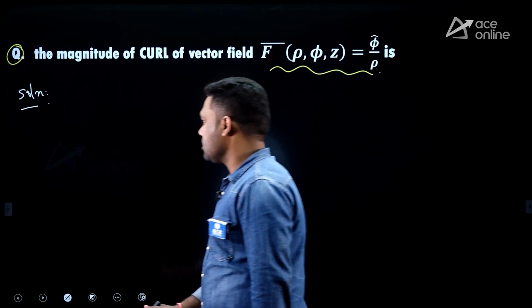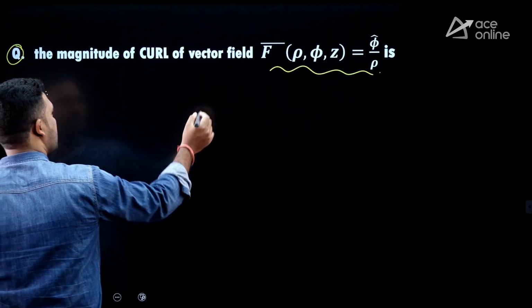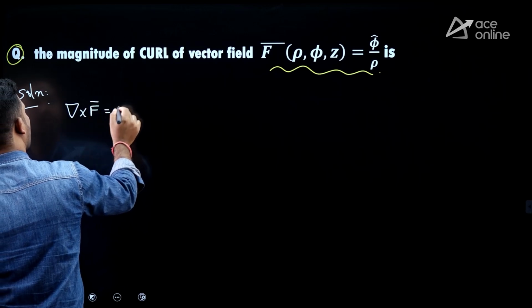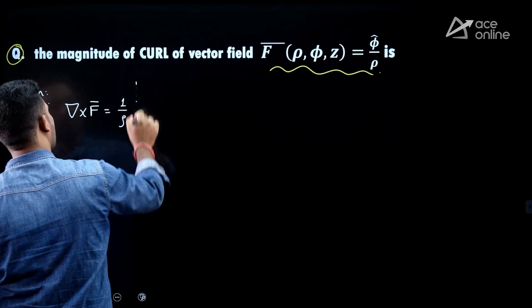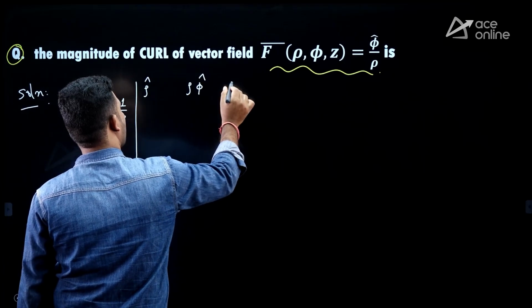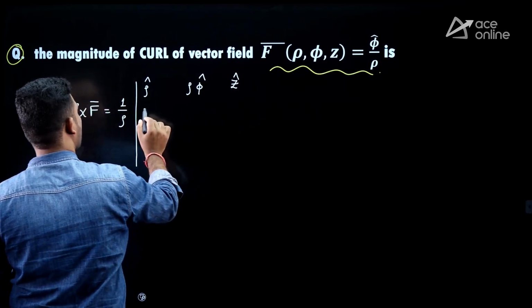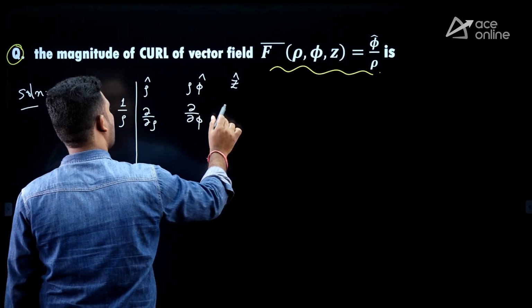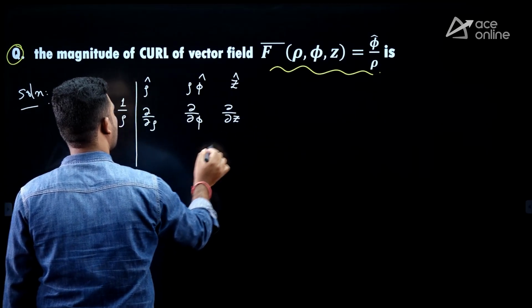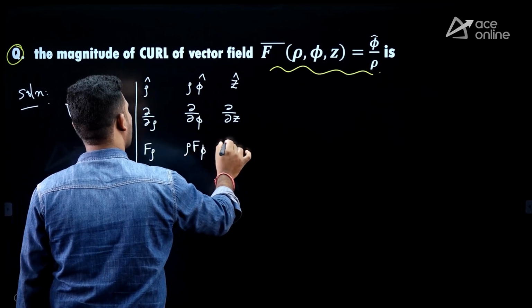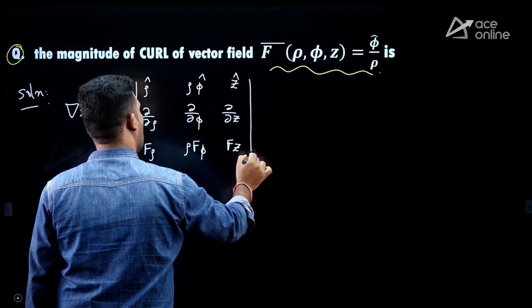Okay, guys, chalo. So it is asking us to find out the curl. This is in the cylindrical coordinate system. It is 1 by rho into determinant of rho cap, rho phi cap, z cap, dou by dou rho, dou by dou phi, dou by dou z, f rho, rho f phi, fz.